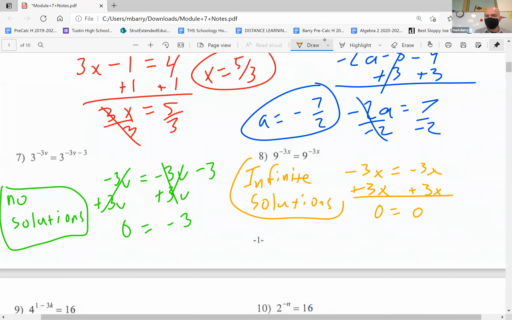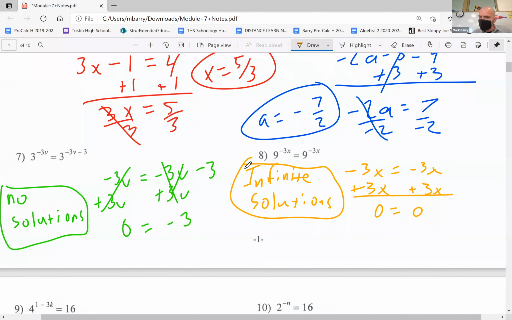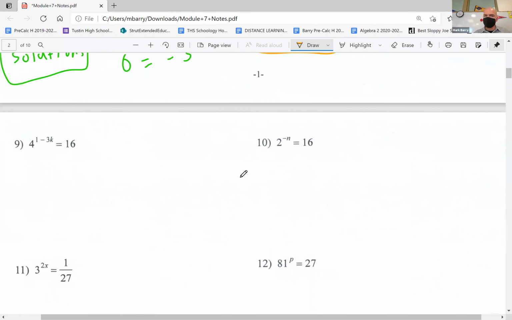If you look back to that original question, it's like, when does 9 to the -3x equal 9 to the -3x? Like, those things were already the same anyway, right? So obviously this one is infinite solutions because it's like asking you for what values of x do these things equal each other? Well, it's like all of them, right? Because that's literally the same thing on each side of the equation anyway. Okay. Awesome.